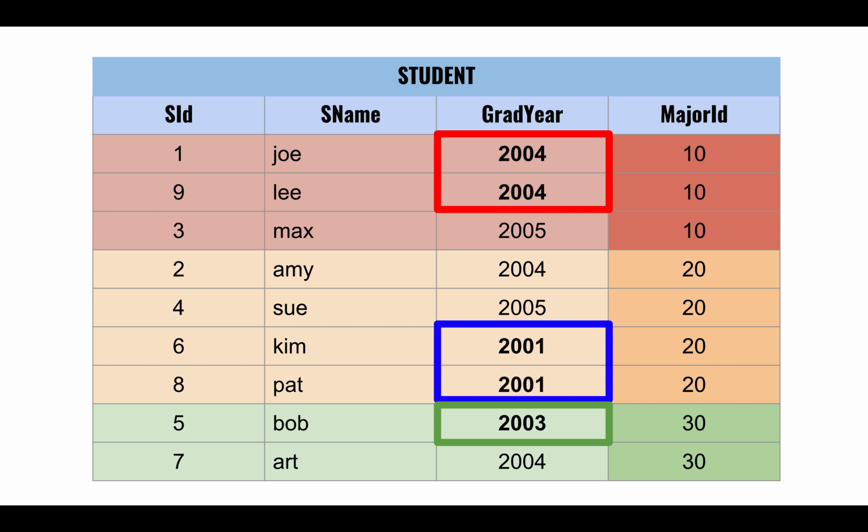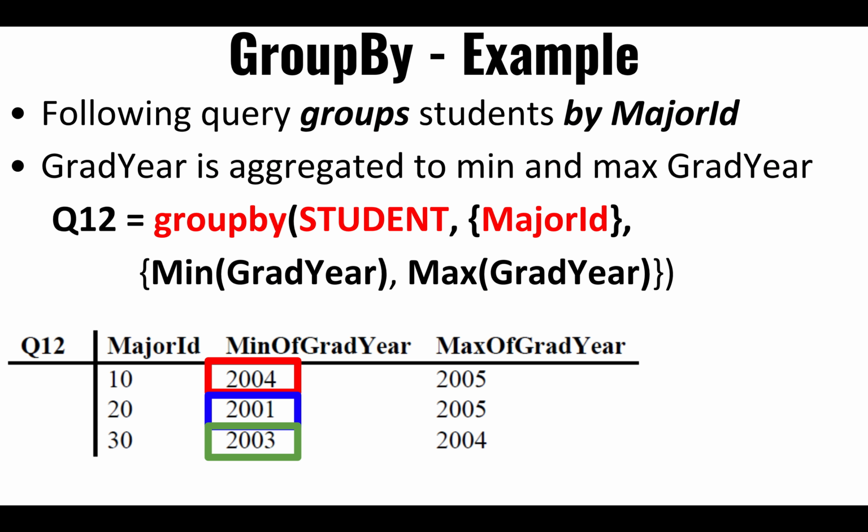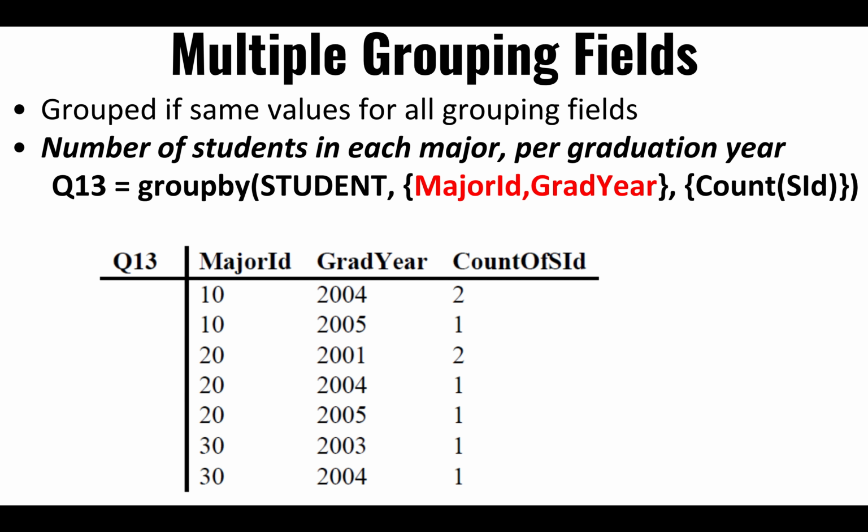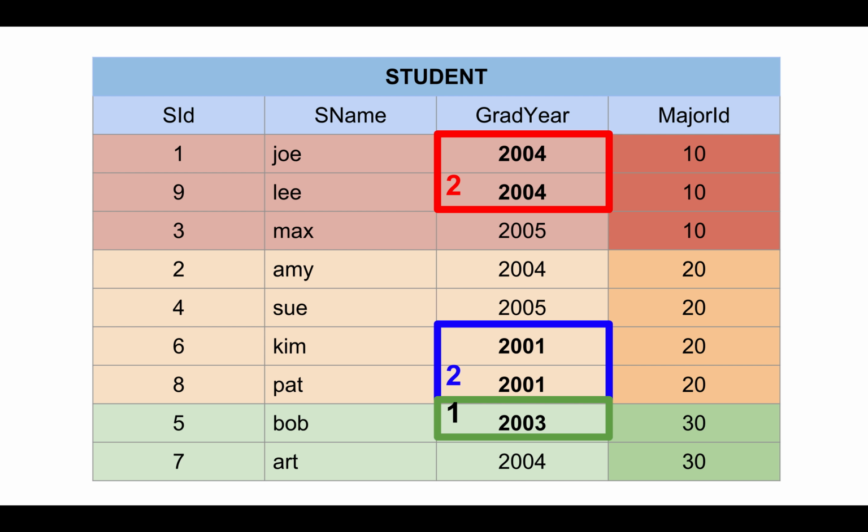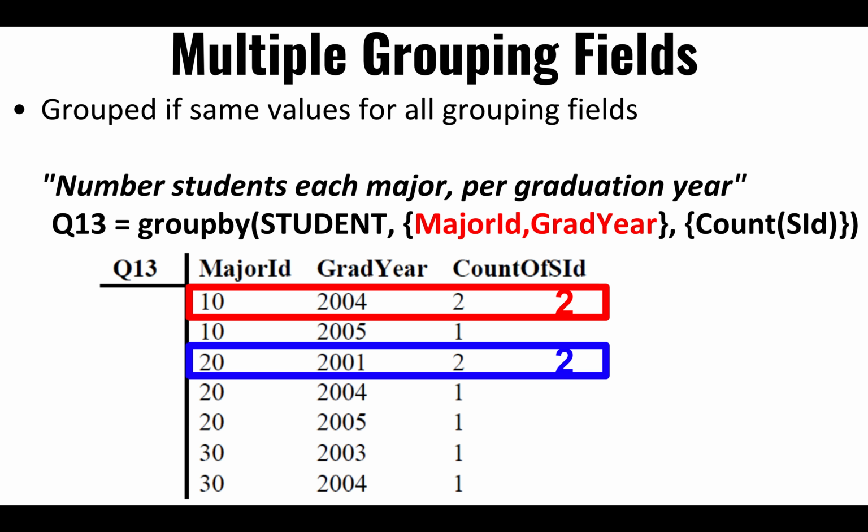So whenever we count, typically we like to count fields that are guaranteed not to be null, such as the IDs, the primary keys. And that's exactly what we did here. We're grouping by major ID and graduation year, and then we're counting how many student IDs there are. So we came up with 2 that were 2004 and 10, 2 that had 2001 and 20, and everyone else was just counted as one group, one element in that group. Make sense? All right.